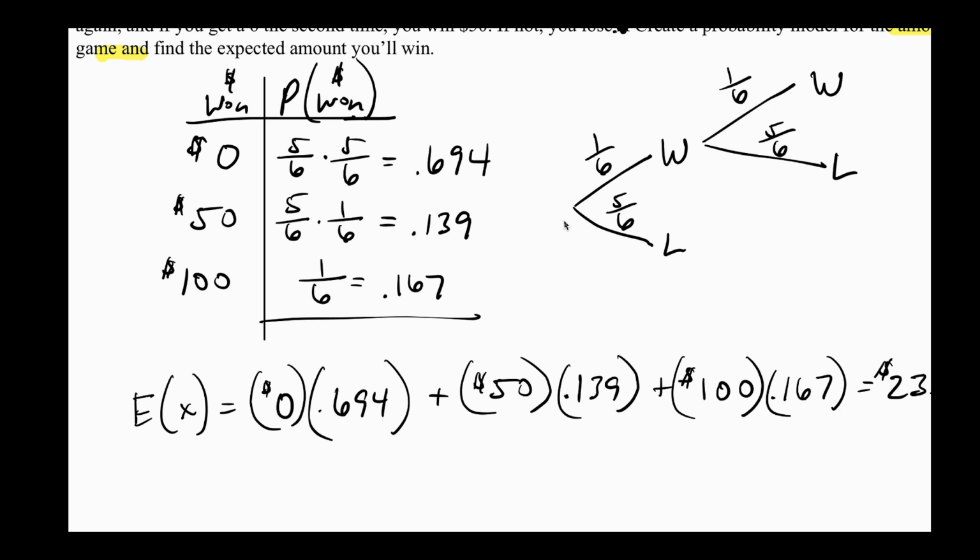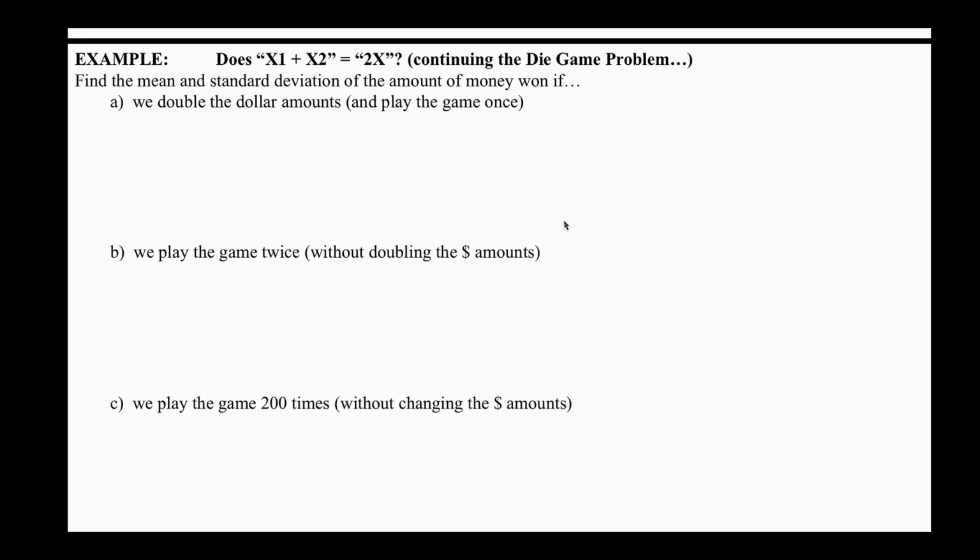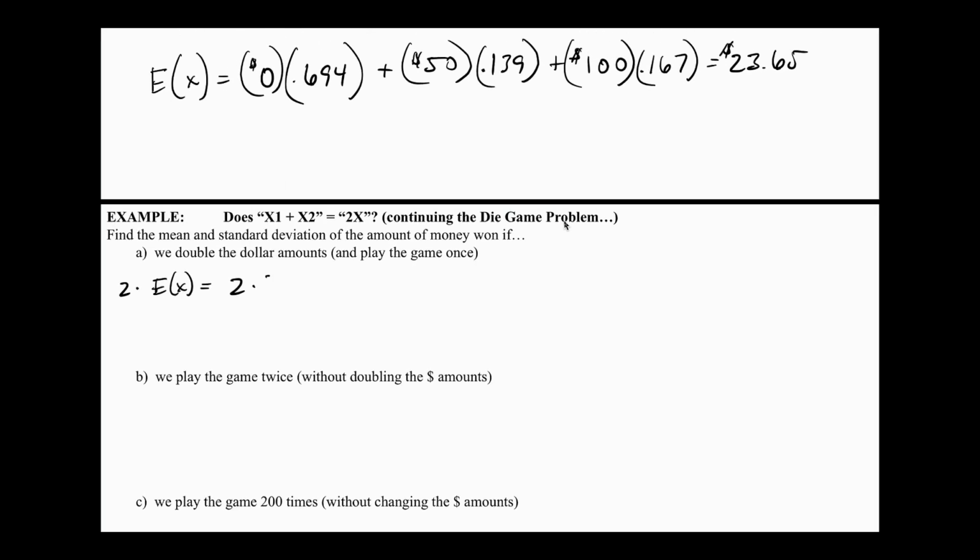How much would I expect to win if I did that? I'm just doubling, right? You're taking the original and multiplying it times 2. The original was $23.65, and you double it, and you get $47.30. So if you're going to double the amounts, you would expect to win $47.30 in the long run.